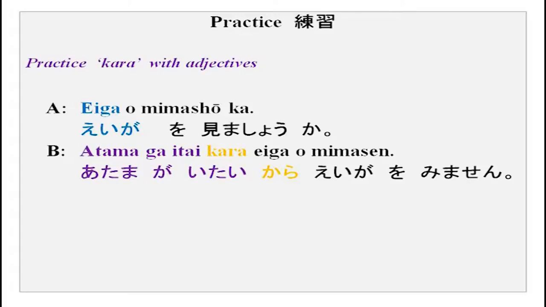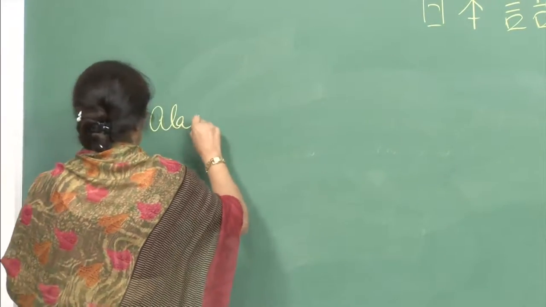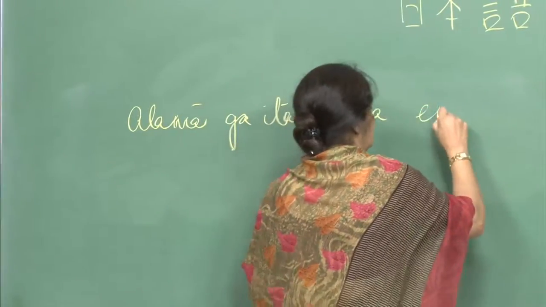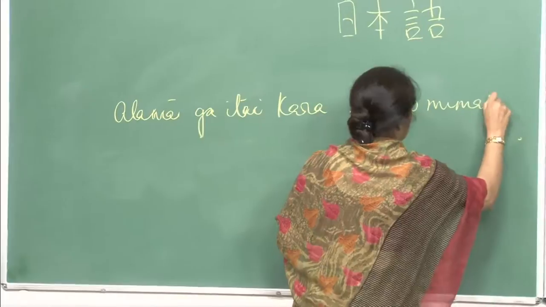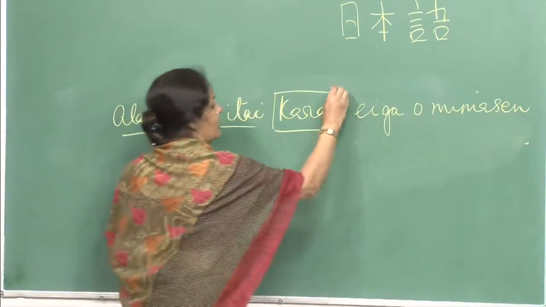Now, you can replace atama ga itai with onaka ga itai. Onaka is your stomach. Onaka ga itai kara eiga o mimasen. Kimochi ga warui kara. Kimochi is your feeling, how you are feeling. Kimochi ga warui kara eiga o mimasen. Ima isogashii kara eiga o mimasen. So you can give n number of reasons for not performing a certain activity. Now, eiga o mimasen. So, over here you are giving the reason for not doing this.